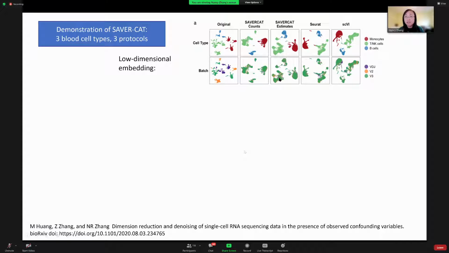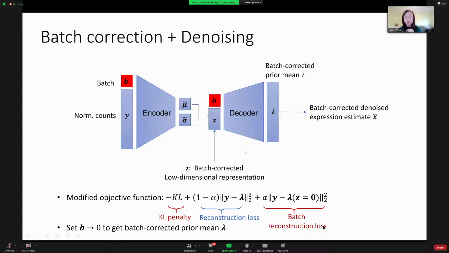Estimates are the lambda values. The counts are the X hats. And they're pretty much the same. And then we compared it to 2 existing methods, Seurat and SCVI. What I want to note is that SCVI is almost exactly like our method. It uses a variational autoencoder, but it doesn't have this batch reconstruction loss term.